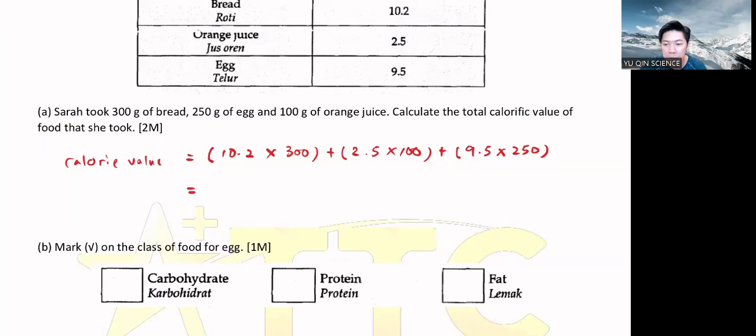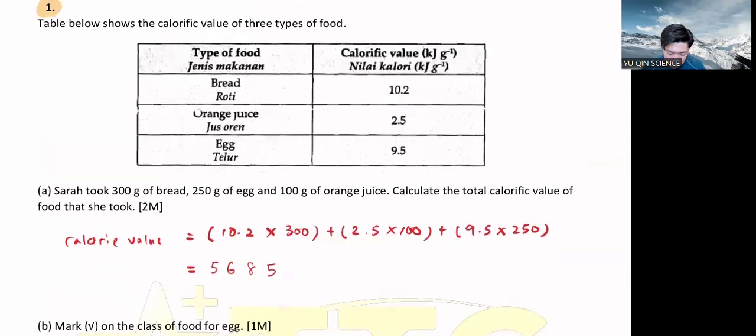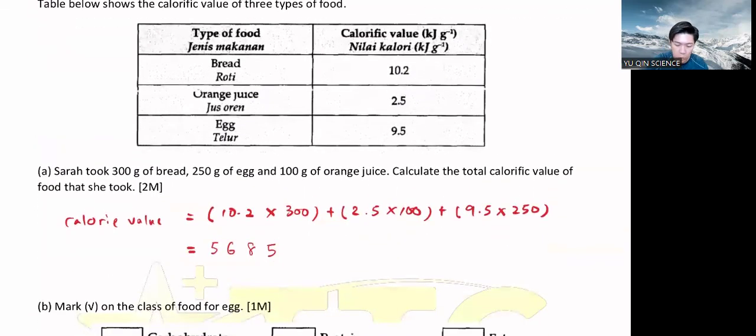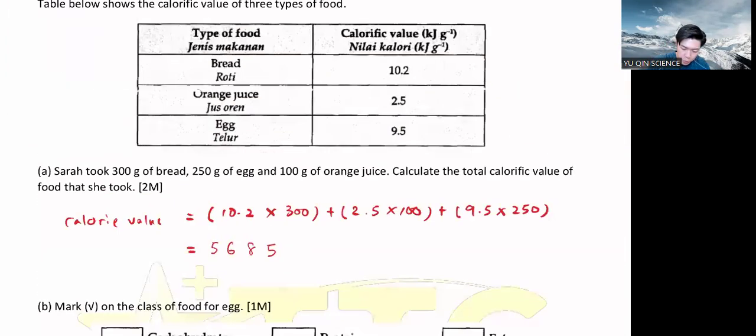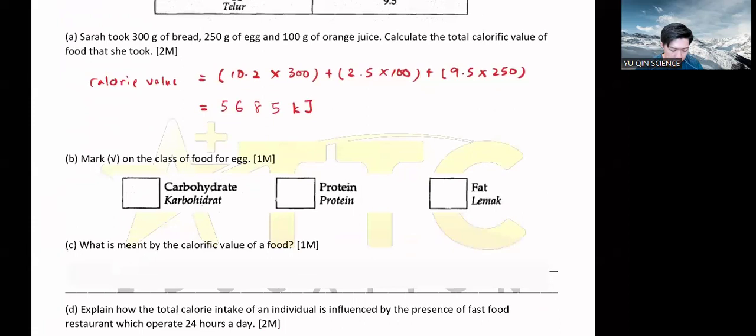Okay, any more people to confirm? 5685. Okay, I write down first. What we're looking for is kJ, kilojoule. 5685 kJ. Okay, good. Okay, cool, easy. Right, next one.